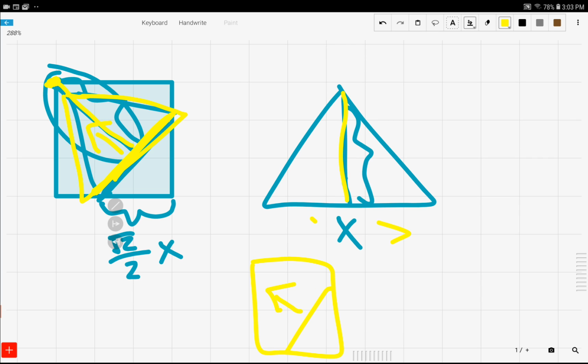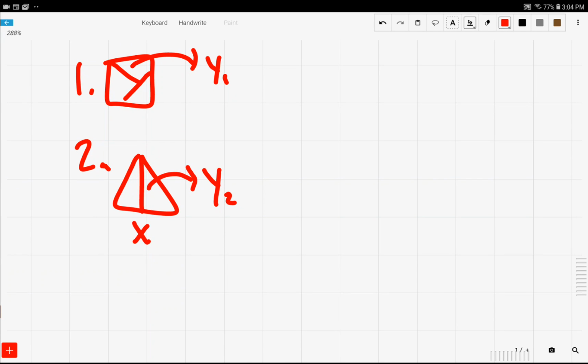So let's get started on the algebra. Here's our plan. First, we're going to find the length of y1, which you can see in the step instructions. The second step is to find the altitude of an equilateral triangle with side length x. And our last step, which I haven't shown yet, is to prove that y1 is greater than y2.